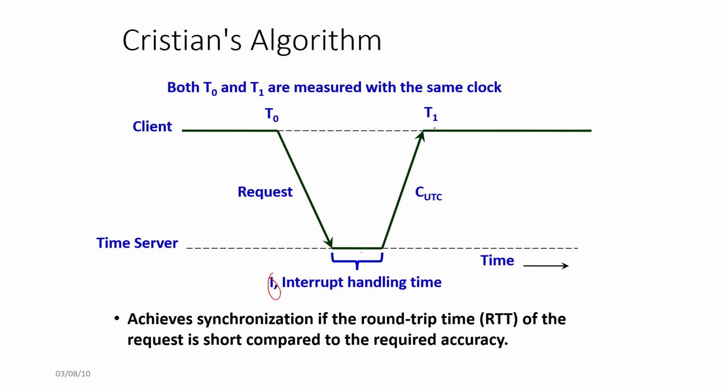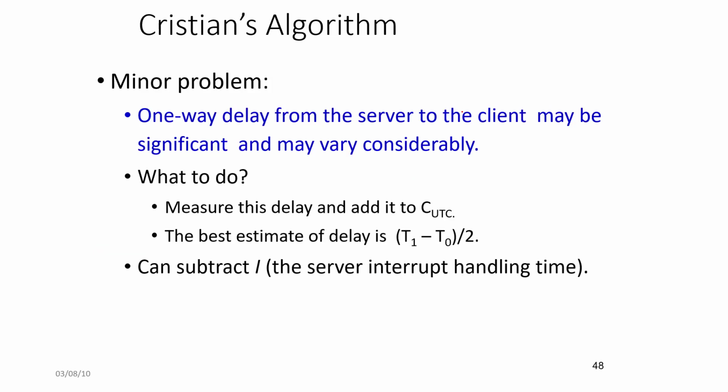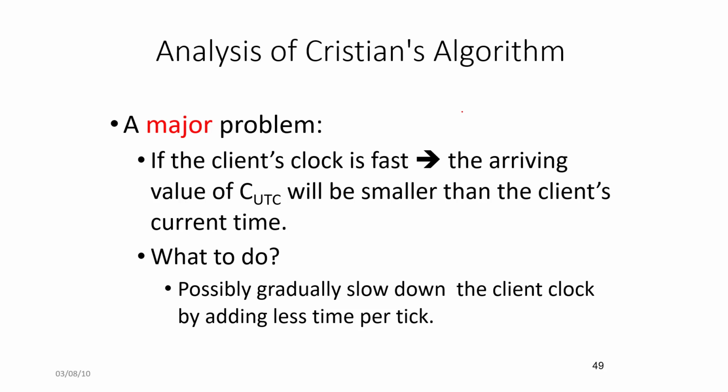If you assume that the request and the response take roughly the same amount of time, then we can assume that t1 minus t0 by 2 is actually the time a message takes to go from the server to the client. And of course, I can subtract a part of the interrupt handling time, if I know exactly when the message is sent or when the timestamp is collected, from this value t1 minus t0 by 2. So what is the major problem over here? Let's first take a look at the solution.